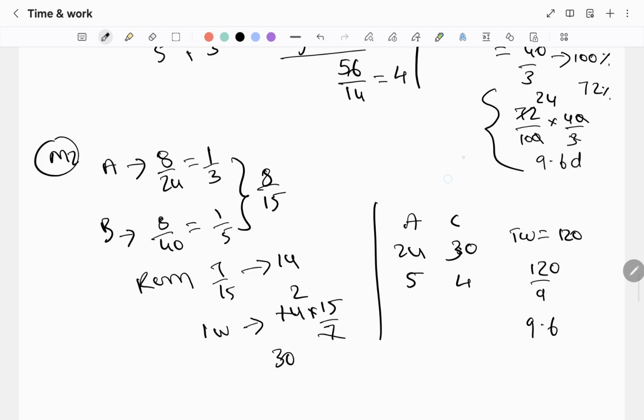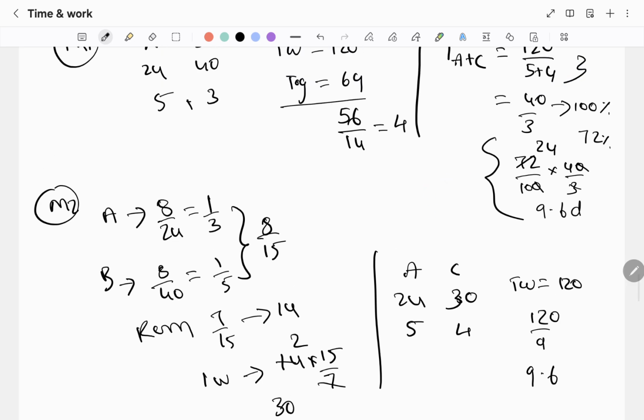Means here also we got the previous one, 120 by 9 we got. Then what is the procedure? Same procedure.